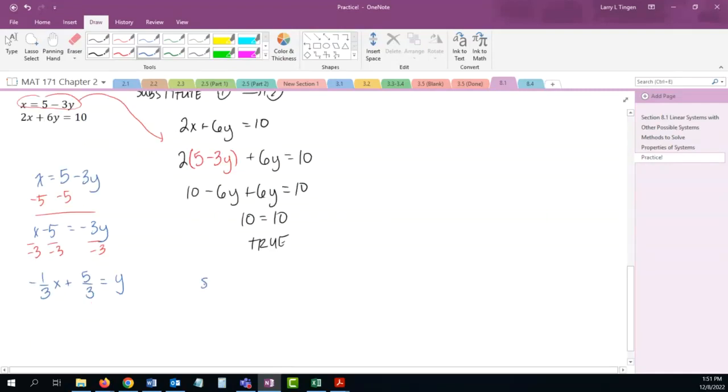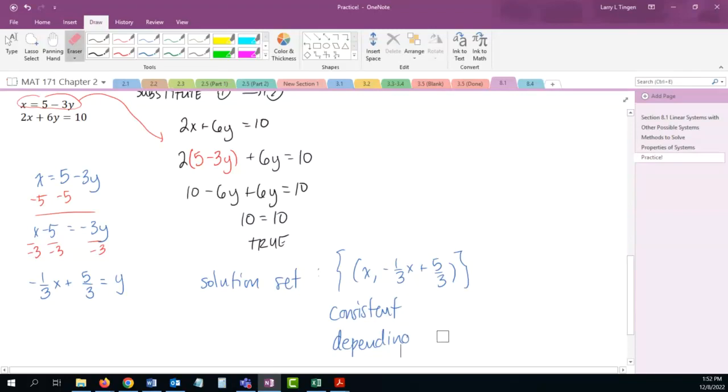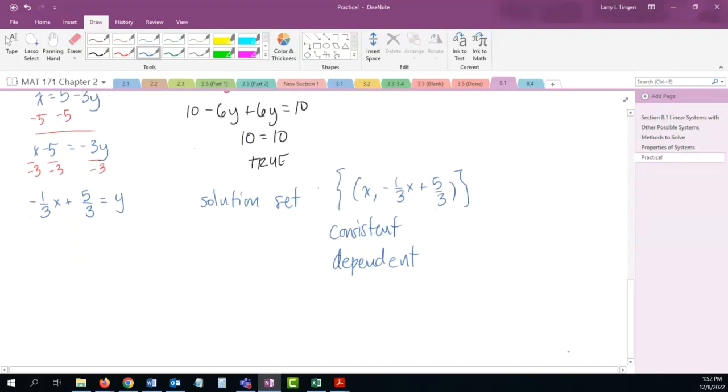So that means my solution set contains what? X comma negative 1/3 x plus 5/3. And we are consistent because we have at least one solution, but we are dependent because the y depends on x. All right.